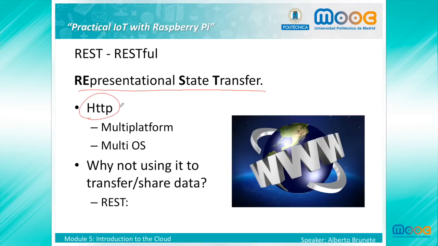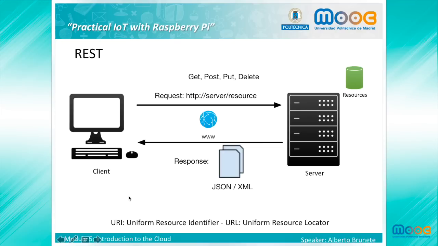The World Wide Web is used by billions of people, and HTTP is one of the most used protocols in the world. It is multi-platform and multi-operating system. So why not use it to transfer or share data between applications? That led us to REST. REST is a standard way to exchange information between machines.